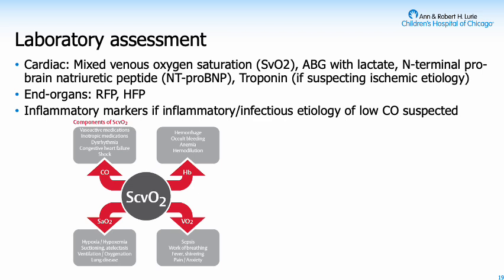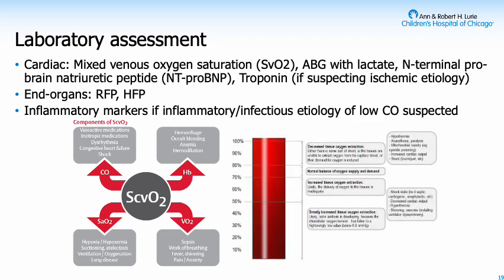So there's cardiac output at the top left. At the top right and bottom left are the two components of oxygen content, which are hemoglobin and arterial sat. And then finally, at the bottom right is oxygen consumption. And again, states like sepsis and increased work of breathing and pain or anxiety can all increase your oxygen consumption and lower your mixed venous that way.